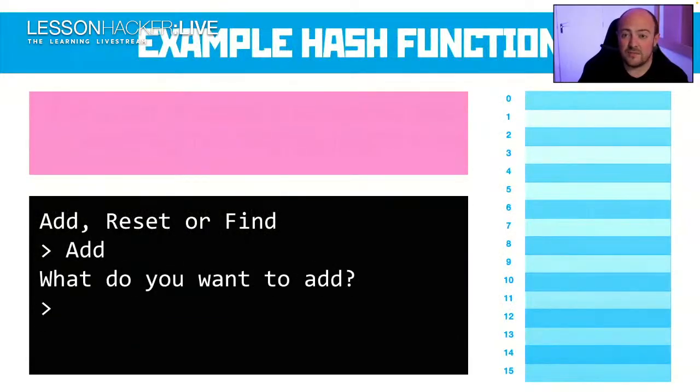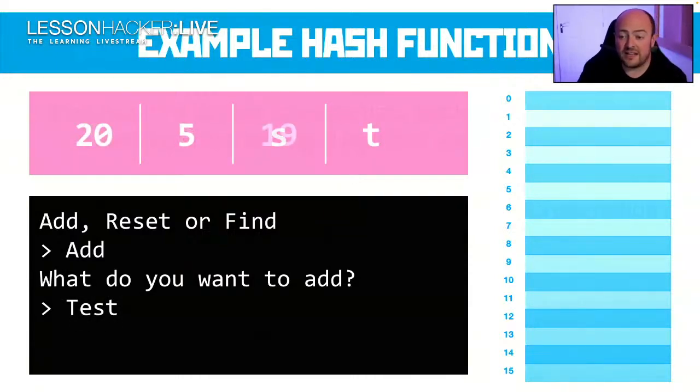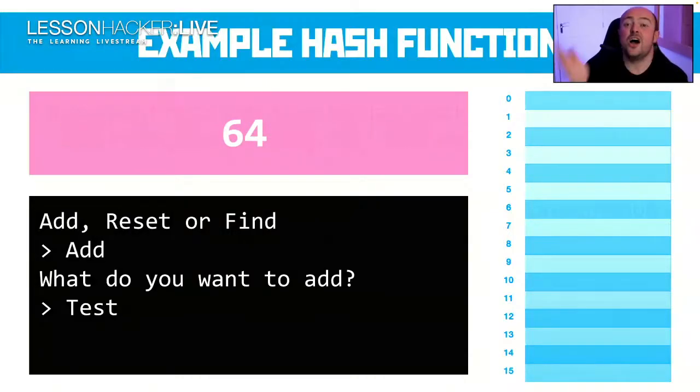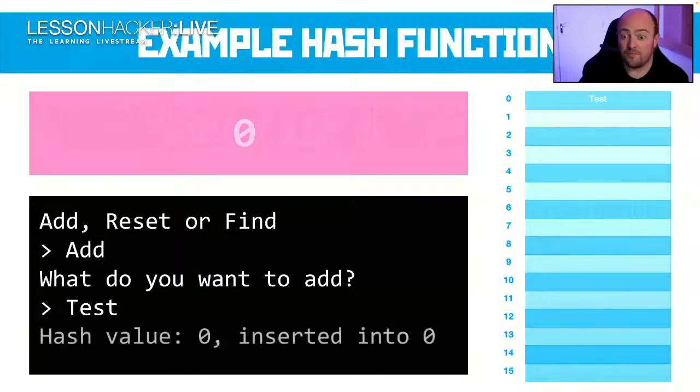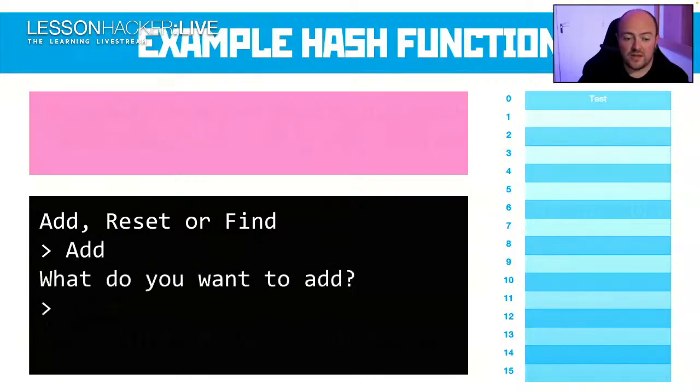In this algorithm, it's very simple. We take the number of every letter and add it together. So if we're going to add test, we get the word test. Every letter is given a numerical value. It is added together. We get 64. Now, clearly, on the right-hand side, there are not 64 elements in my array, so I need to mod it. In other words, get the remainder of a divide by 16. That gives us 0. So that means it's going to go in position 0. Boom, done.